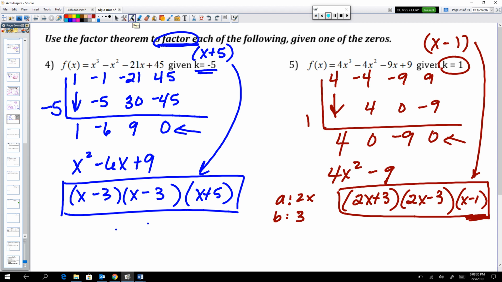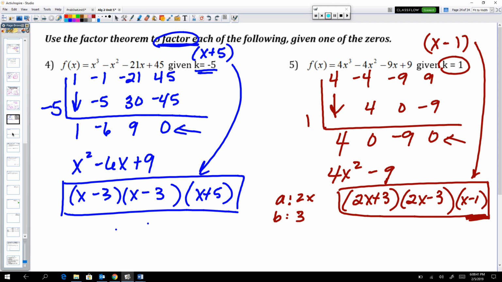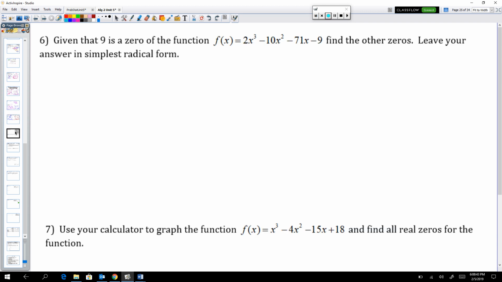All right, and so the answers to those problems were factors. Let's take a look at 2 more ways that you will be asked these types of questions. The first way is, given that 9 is a 0 of this function, find the other zeros. Leave your answer in simplest radical form. Well, this is very interesting. This isn't quite like anything we covered earlier, but we will in fact be using the same skills.